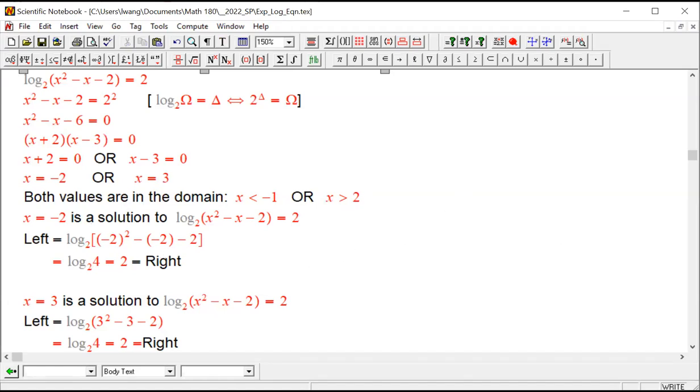Here, I want to remind you guys of one important thing: just because you get a negative number, it does not mean it is not in the domain.